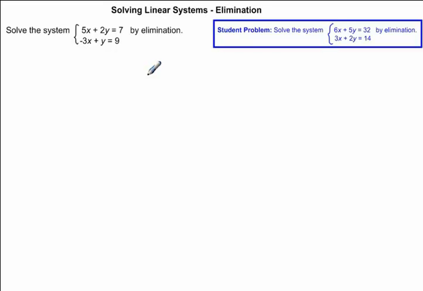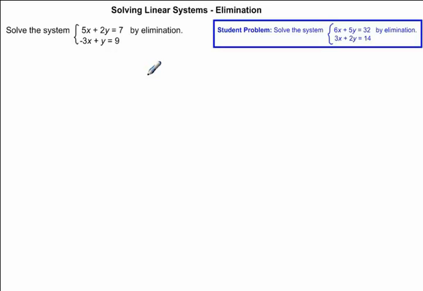This clip reviews how to solve linear systems by using elimination. The problem asks to solve the system 5x + 2y = 7 and -3x + y = 9 by elimination. By solving the system, we will find the point of intersection of those two given lines.